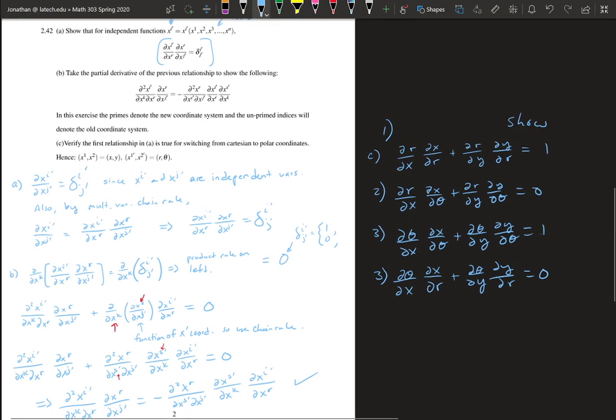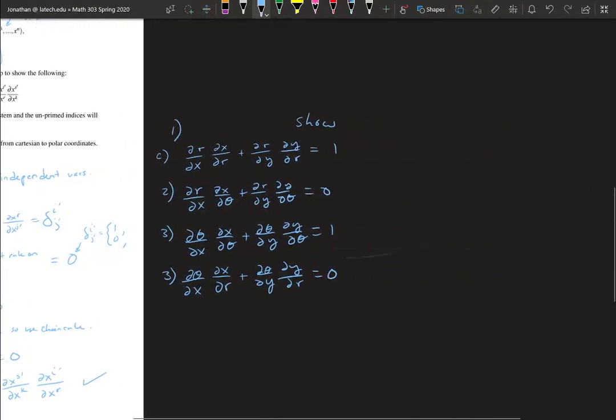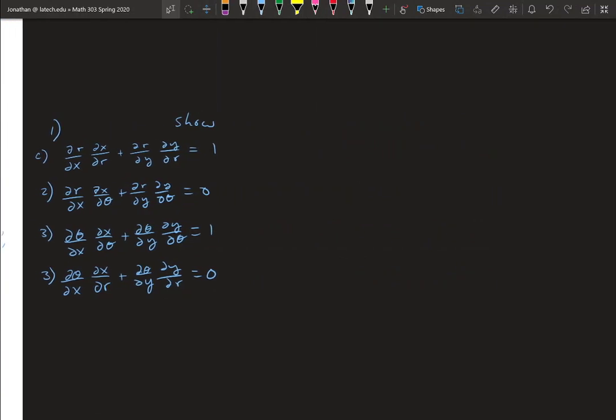So to do this, we need to write out the equations for Cartesian to polar. So that's x equals r cosine theta, y equals r sine theta, r equals square root of x squared plus y squared, and theta equals arctan y over x. Possibly plus pi, but that's going to go away if we differentiate anyway, so I'm just going to leave it as arctan y over x.